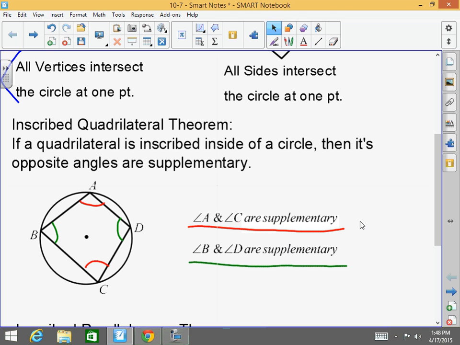So opposite angles of an inscribed quadrilateral are supplementary. It only works for a quadrilateral, not any polygon, but solely for a quadrilateral. Pretty easy, right? So far? Hello? Yes? No? Maybe? Kind of? Sort of? Okay.